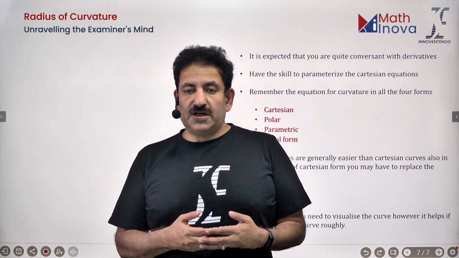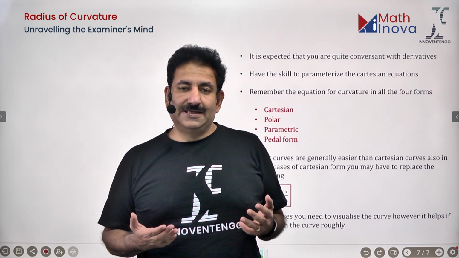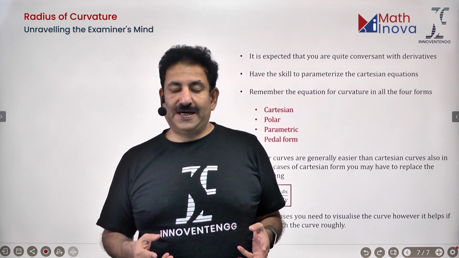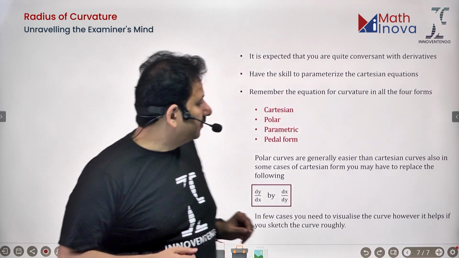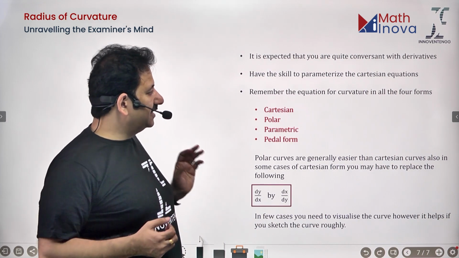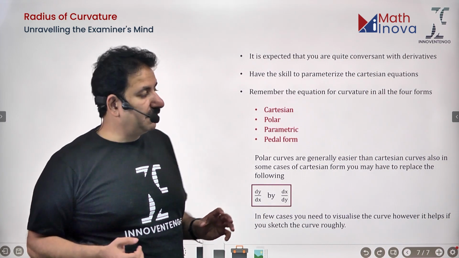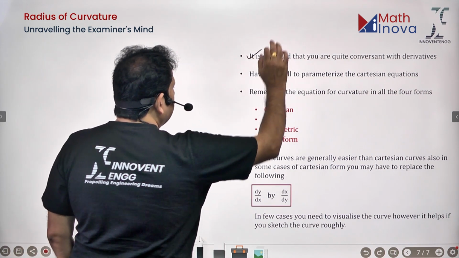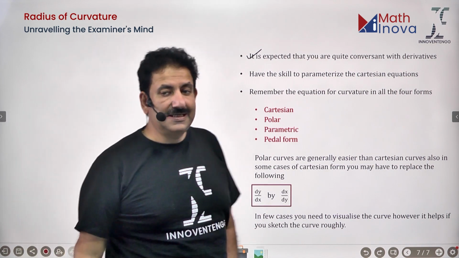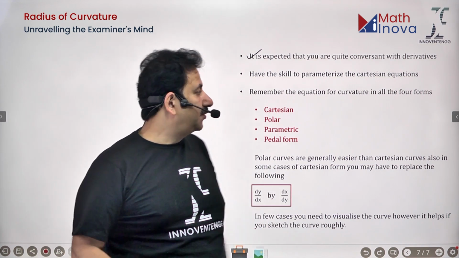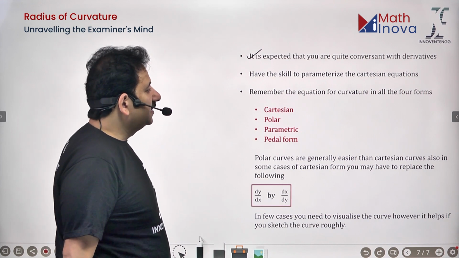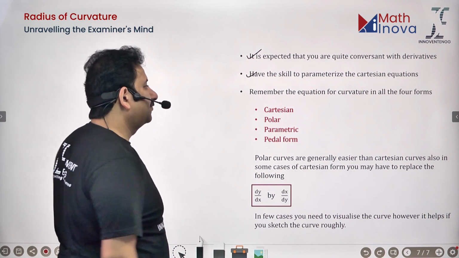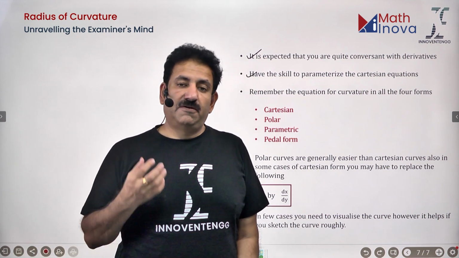Now, what kind of questions you may get under the topic of radius of curvature, what is expected of you by an examiner, is all that we are going to look at now. One of the skills that you need to possess if you want to score out of out under this section is that you got to be quite good at differentiation and algebraic simplification. That's very important. And also, many times you may have to parameterize the equations to reduce the labor of differentiation and algebra.